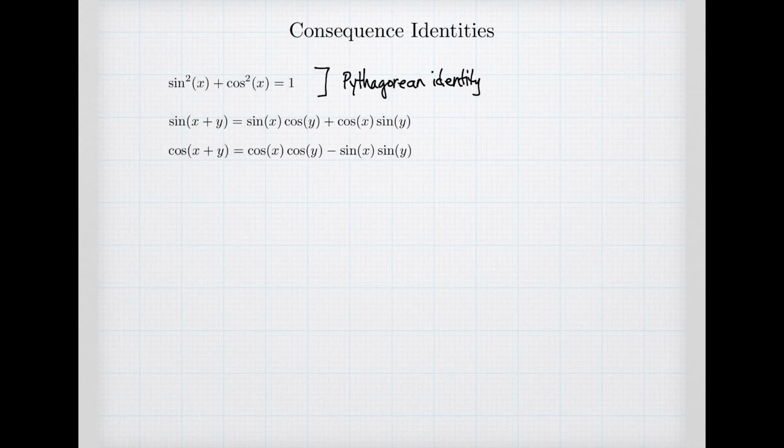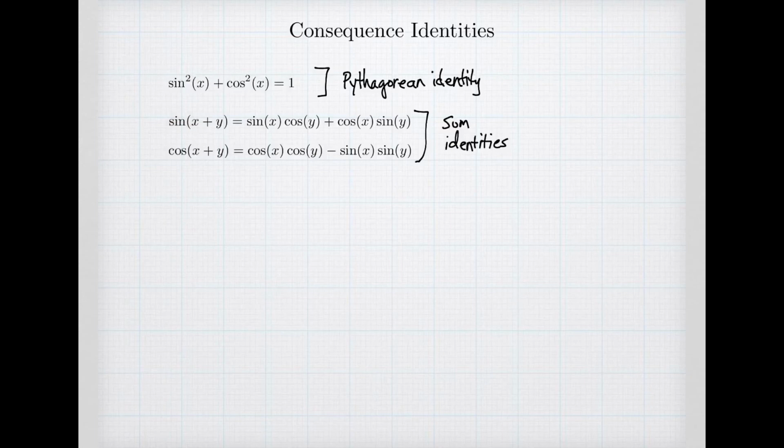These next two identities correspond to our sum identities for sine and cosine. You'll notice I've changed the names of my variables. I'm now calling them any variables I want, so I could call them x plus y, theta plus phi, a plus b. Notice though that the sine has an addition for the two terms, whereas the cosine has subtraction.